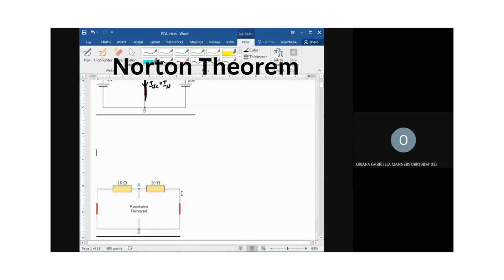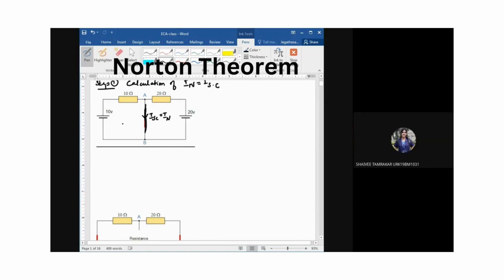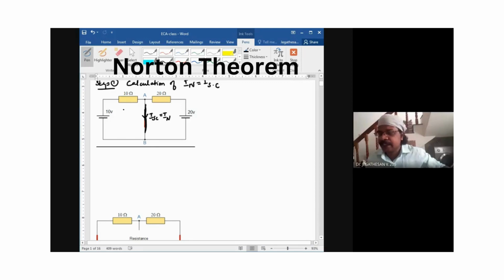Yes, sir. Okay. Now, how do we find the current flowing through the central short circuit branch? Which method can I use? Even if the answer is wrong, no problem. Because I have two voltage sources and two loops, which is the easiest? Mesh analysis. Very good. So I can go for the mesh analysis. This is I1 and this is I2.